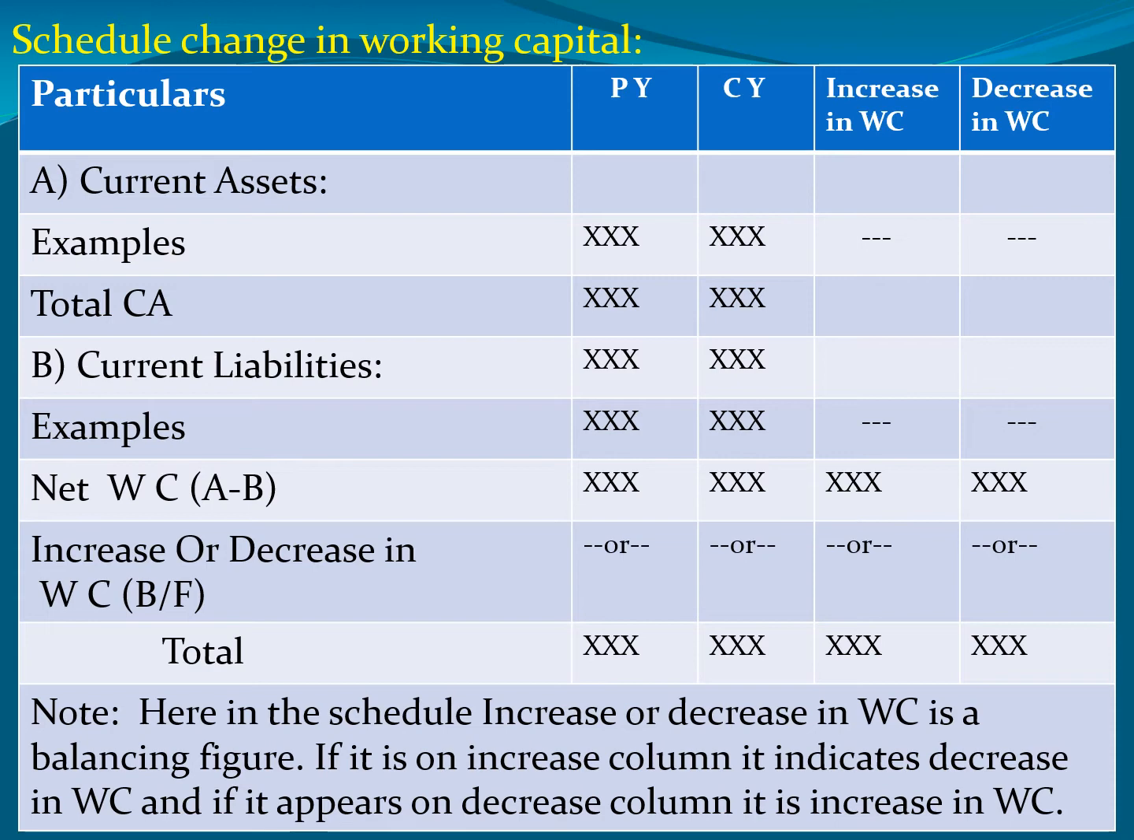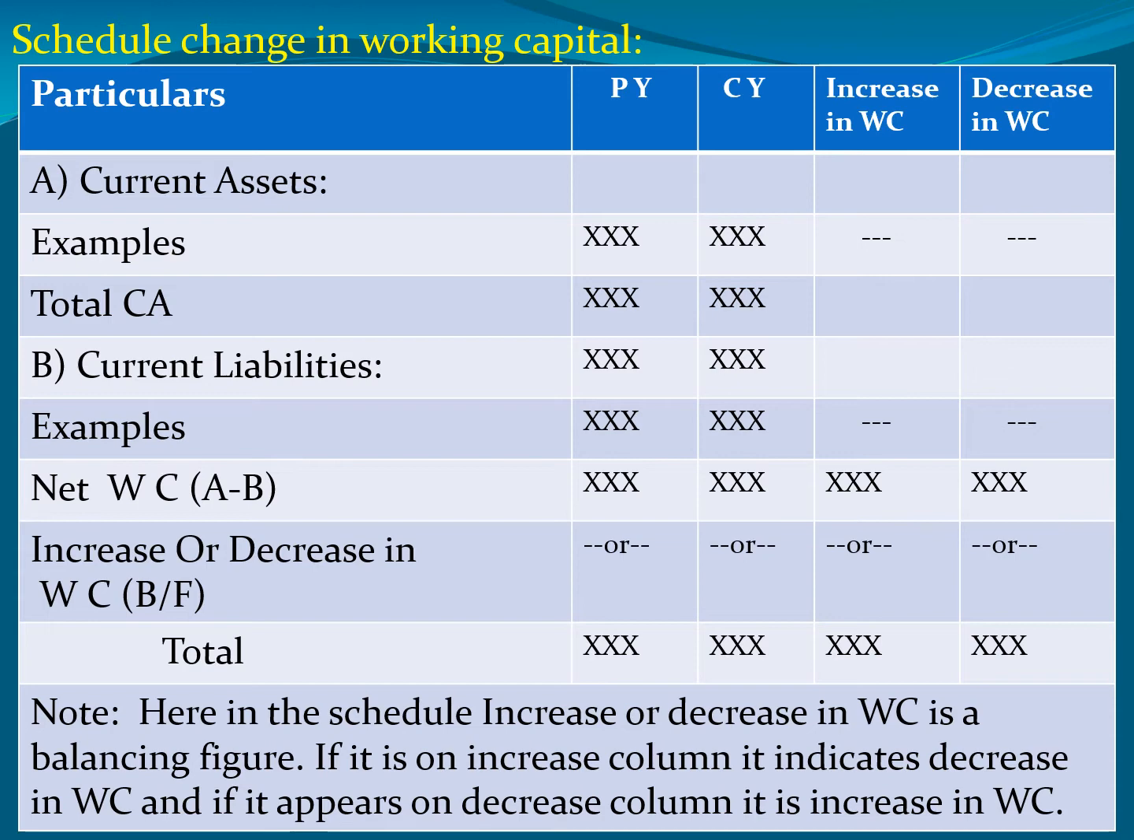Increase or decrease in working capital. Current liabilities increase, that is a decrease in working capital, and current liabilities decrease, that's an increase in working capital. Here you have to be very particular because the current liabilities show an inverse relationship with the working capital. Current asset shows a direct relationship and current liability shows an inverse or opposite relationship. So current liabilities increase means decrease in working capital, and current liabilities decrease means increase in working capital.